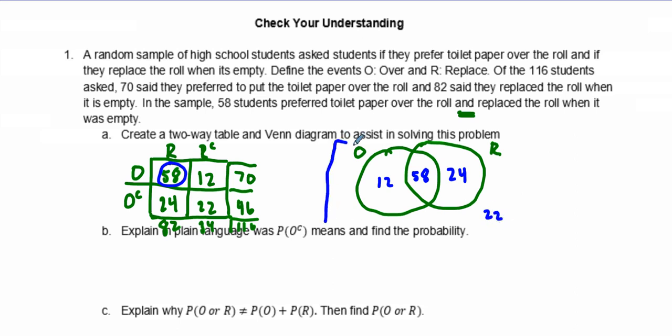And then I'm going to just box this in, and there is our Venn diagram. That's our Venn diagram. And altogether, if you add all four of those numbers together, they should equal 116, because that's our total. All right, so that's how we do a two-way table and a Venn diagram.